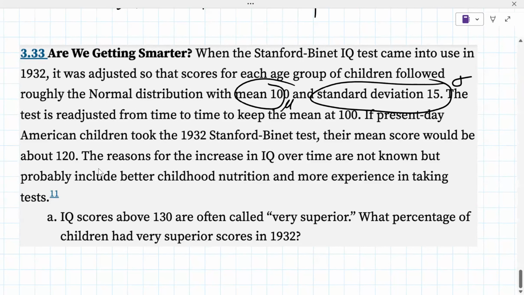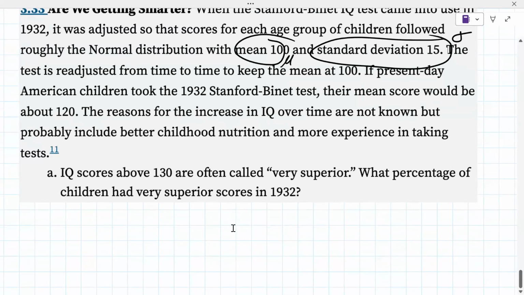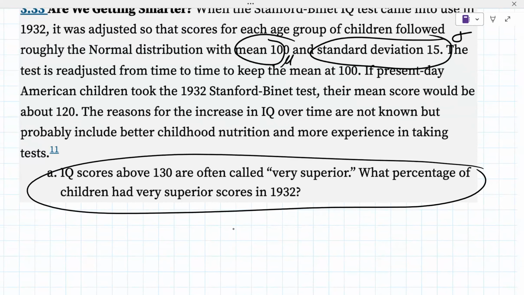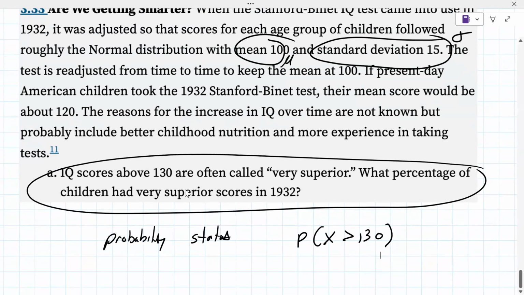That's important. Now, the next question says, what the actual question says, IQ scores above 130 are often called very superior. What percentage of children had very superior scores in 1932? So what you're doing is converting this into what I call a probability statement. The probability statement is the probability that X is greater than 130. Above means greater than. This is your probability statement.